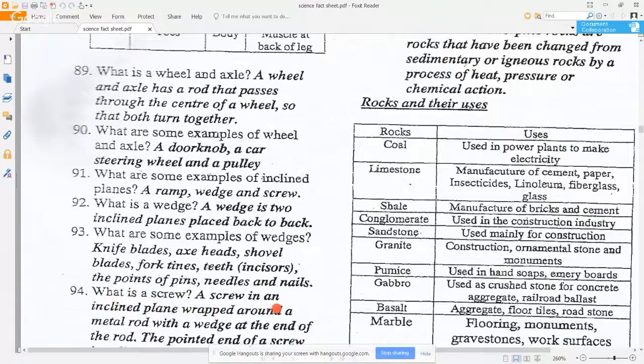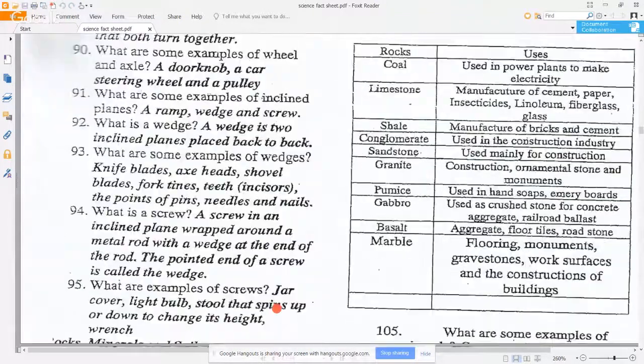What's a screw? A screw is an inclined plane wrapped around a metal rod with a wedge at the end of the rod. The pointed end of a screw is called the wedge.